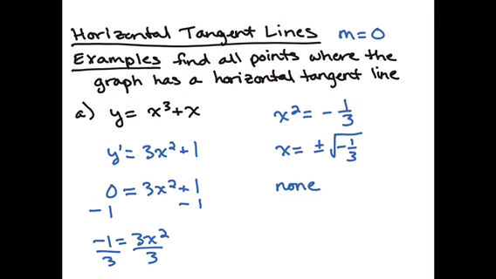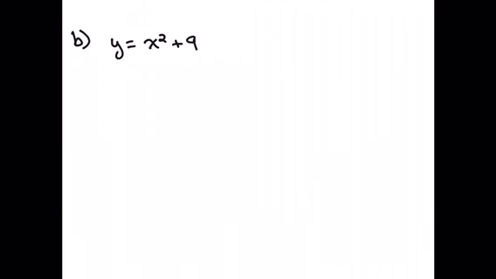So there are no points for this curve. Okay, but let's try one that is going to have some points. First, we need to find the derivative, and the derivative of x squared plus 9 is 2x. Then we set it equal to 0. And if we solve for x, we just divide both sides by 2. We get x equals 0.